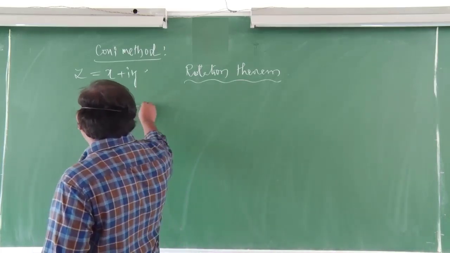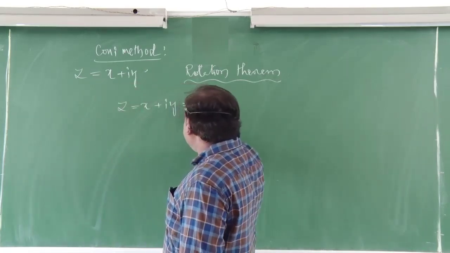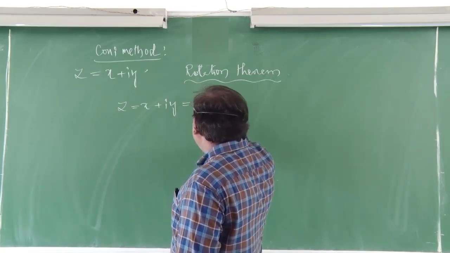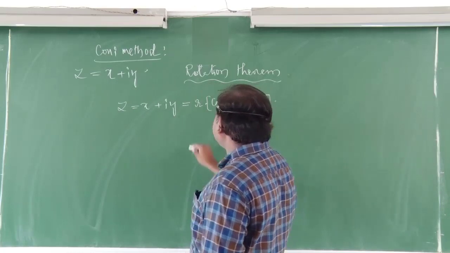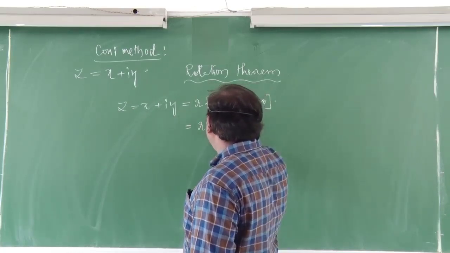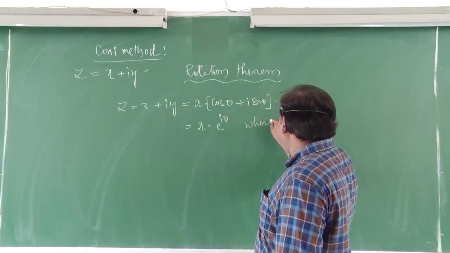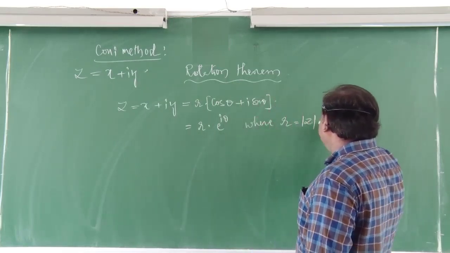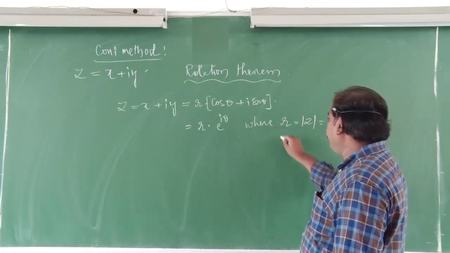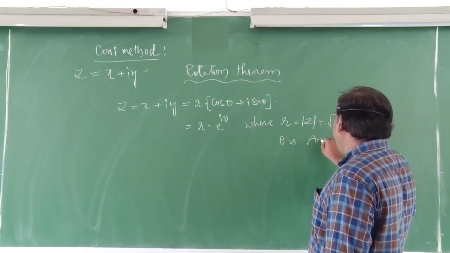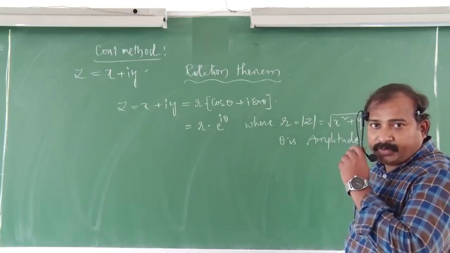For example, z is equal to x plus iy, and this x plus iy value is r into (cos theta plus i sin theta), let it be. So r into e power i theta. Here, what is the r value? Where r is equal to the modulus of z, which is equal to root of x square plus y square. Theta is the amplitude or principal argument.